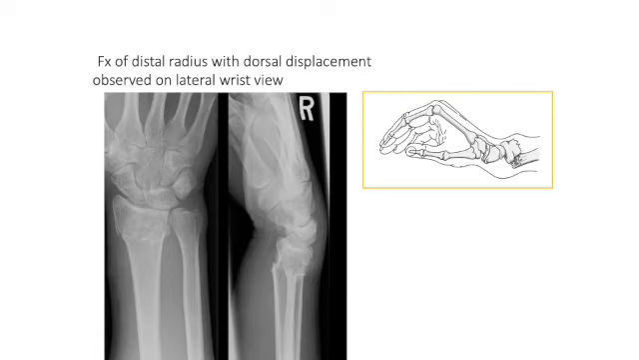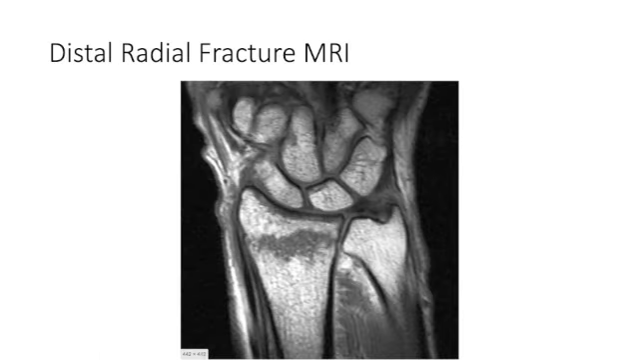This is what a distal radius fracture with dorsal displacement looks like. As you can see, on the PA view, we definitely can tell there's a fracture, but we can't tell what direction the displacement is. This is exactly why we need that lateral view, so we can actually see the displacement.